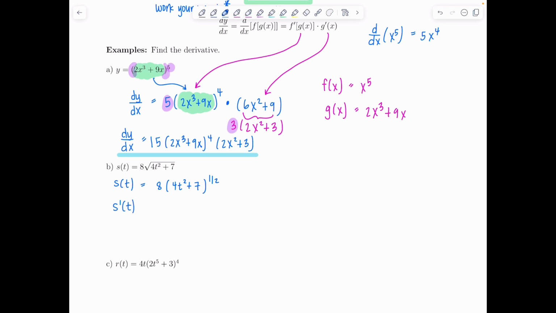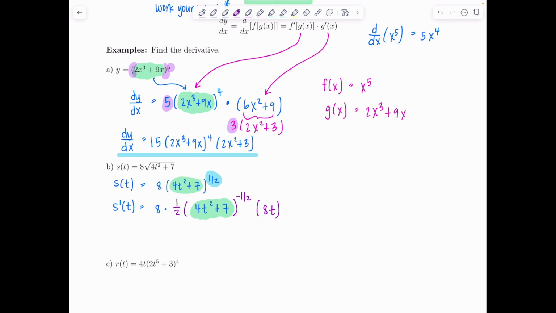So here we go. s prime of t, the 8 is just hanging out. We have something raised to the 1/2 power. How do you take the derivative of something to the 1/2 power? You bring the 1/2 down front and subtract 1, so the new exponent is negative 1/2. Inside the parentheses, copy exactly what we have. Don't change a thing. We took the derivative of the outside function. Now, because of the chain rule, I'm going to multiply by the derivative of what's inside. The derivative of 4t squared plus 7 is 8t. Very good.